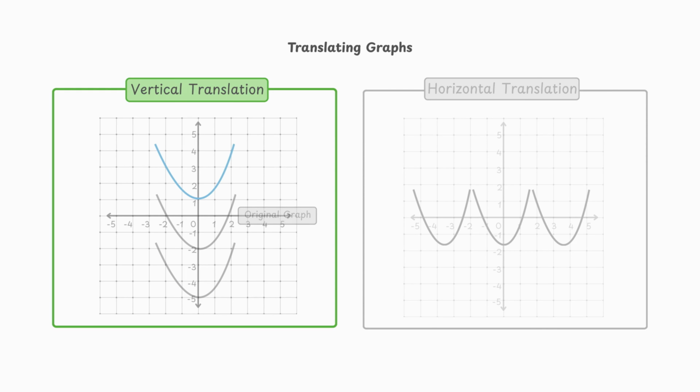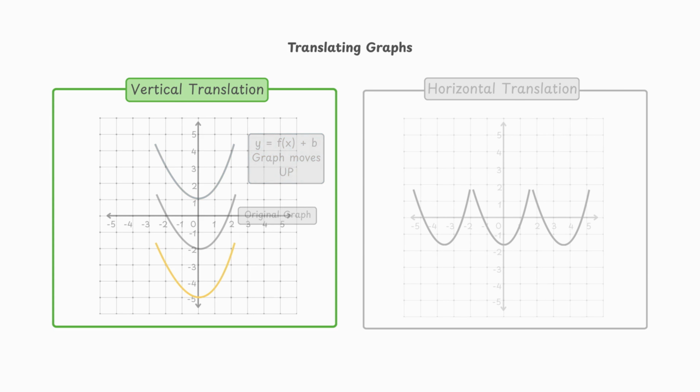Now look at the blue graph above it. Every single point on the black graph has moved straight up by the same amount. The shape has not changed, the width has not changed, the curve is identical. Only the position has changed vertically. This is what happens when we use y equals f of x plus b. We are adding a value to the output, the y values, so every point shifts up.